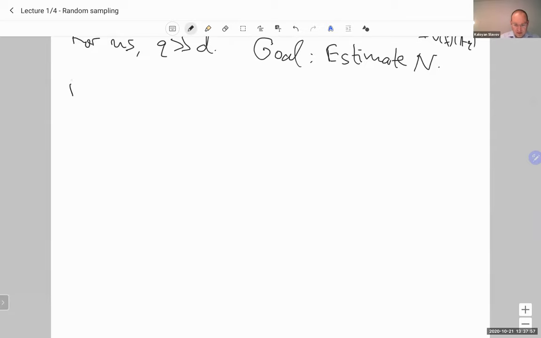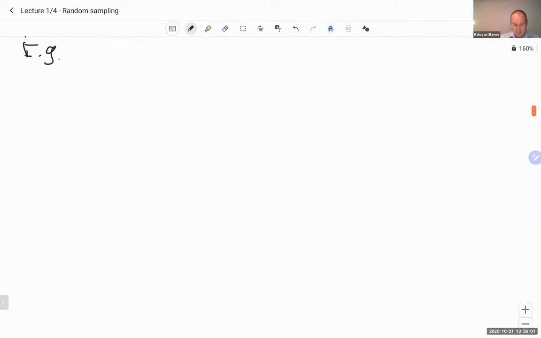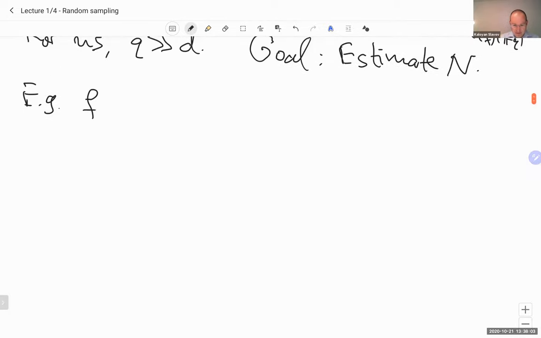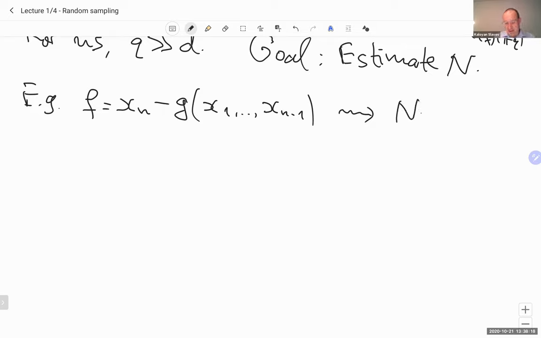Now, let's do a few examples. The most basic example is if I take a polynomial xn minus another polynomial in x1 until xn minus 1. Then once you specify x1 through xn minus 1, xn is uniquely determined and capital N is very easy, q to the n minus 1.